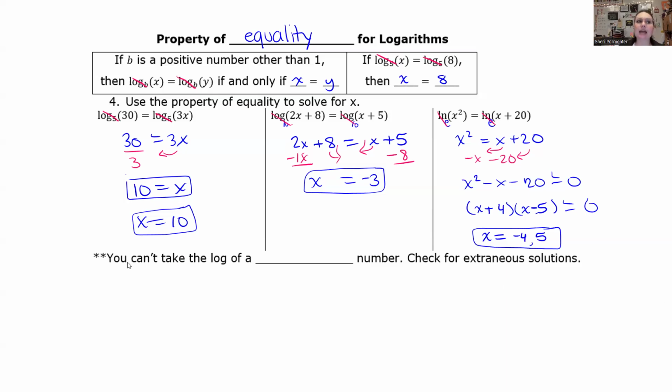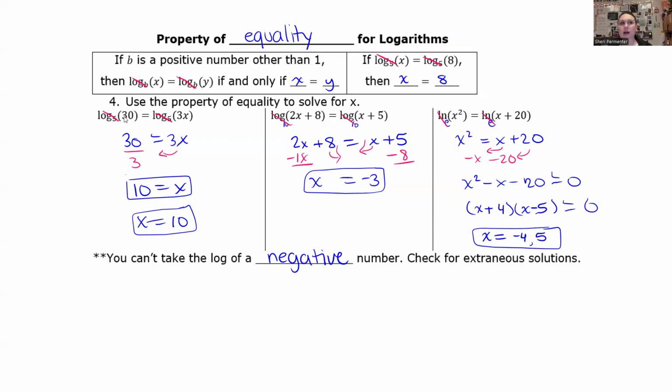All right, we've got a note here at the bottom. You can't take the log of a negative number. Logarithms, the ones that we did before with exponentials, those don't matter. This only works for logs. You can't take the log of a negative number. So what that means is we're going to just spot check all of our numbers and think about if we plugged them back into our equations, would we be taking the log of a negative number?